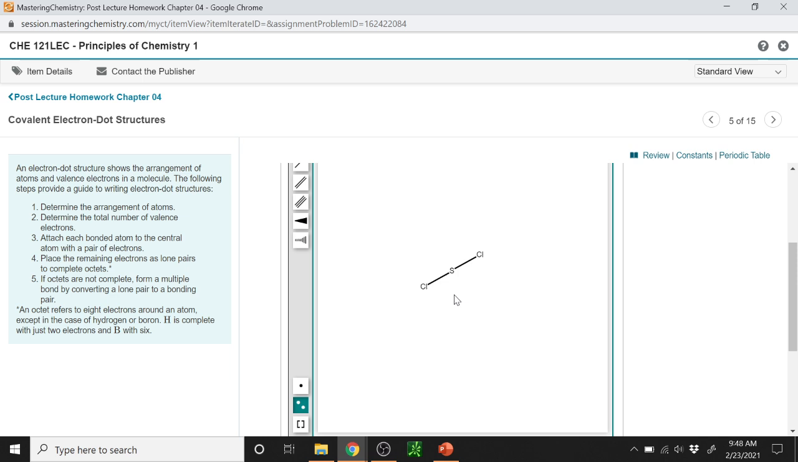Lone pair, I need to put in my lone pairs now. How many lone pairs do I put on the chlorine? Yep, 3. 1, 2, 3. Just click it 3 times. 1, 2, 3. And then in the middle, sulfur. 1, 2. And that's it.